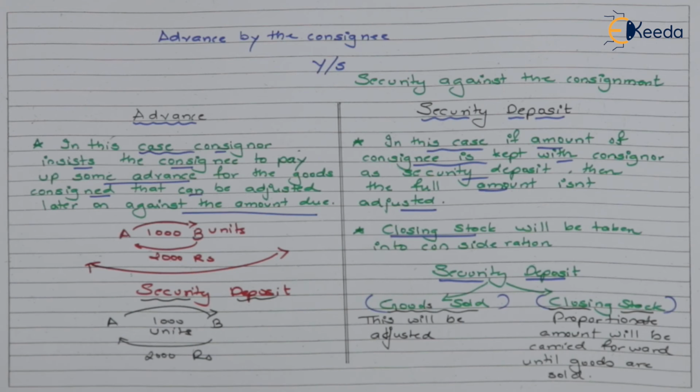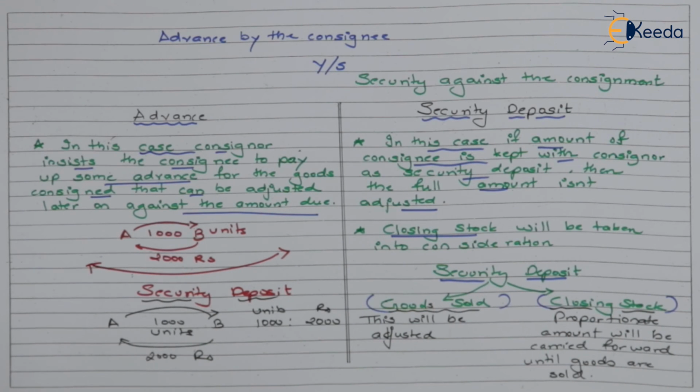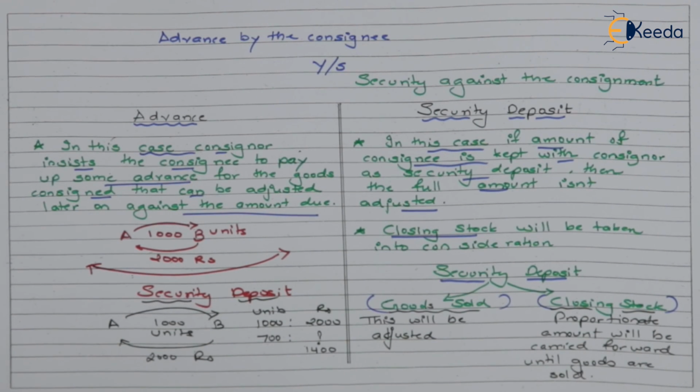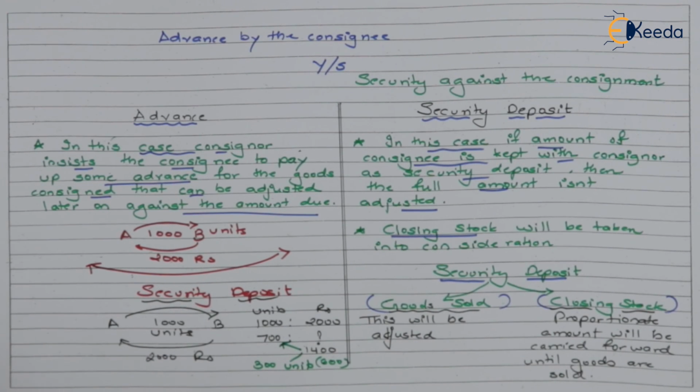Out of 1000, only 700 units were sold, so 300 is still pending. So the security deposit will be bifurcated into two parts. If for 1000 units the security deposit is 2000 rupees, for 700 units it will be 1400. That means the balance 600 cannot be adjusted against any amount due. It will be kept until the goods are sold out, because it refers to the 300 units which are not sold yet. So only 1400 can be adjusted against the remittance due. If the sale happened for 20,000 rupees, we take 20,000 minus 1400, because that is the only proportion that can be adjusted.